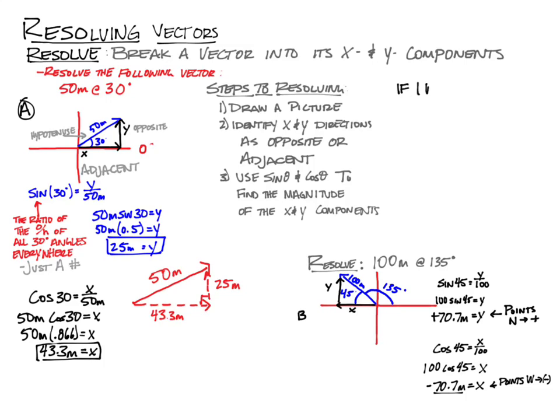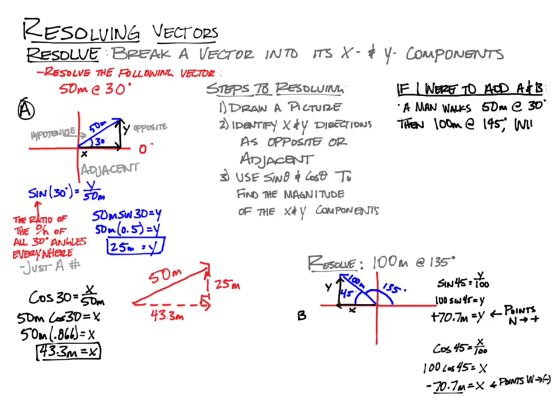A typical problem would look something like, to add A and B, if I were to add them together, the problem would probably say a man walks 50 meters at 30 degrees, then 100 meters at 145 degrees. What is his resultant displacement? So, we've already resolved A and B. That's our first step for a big problem like this.